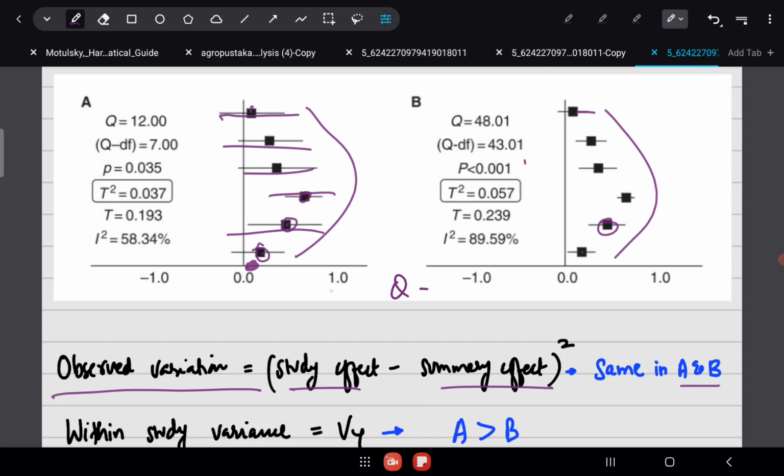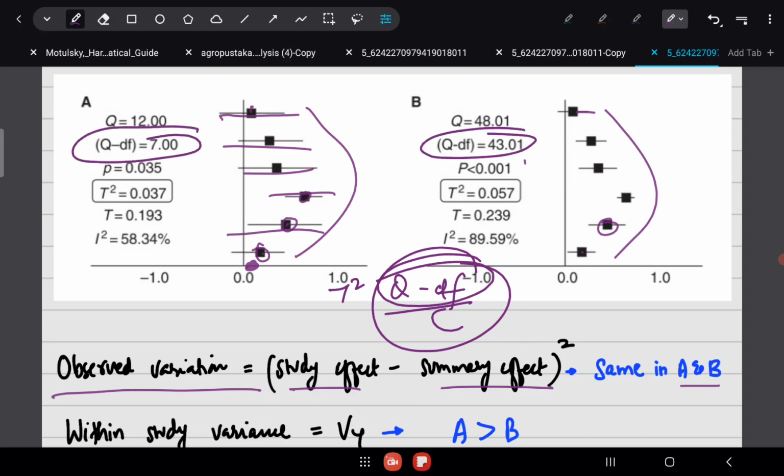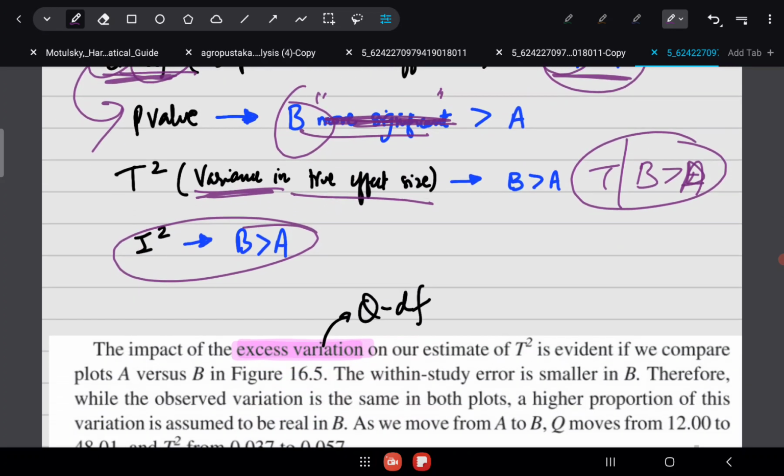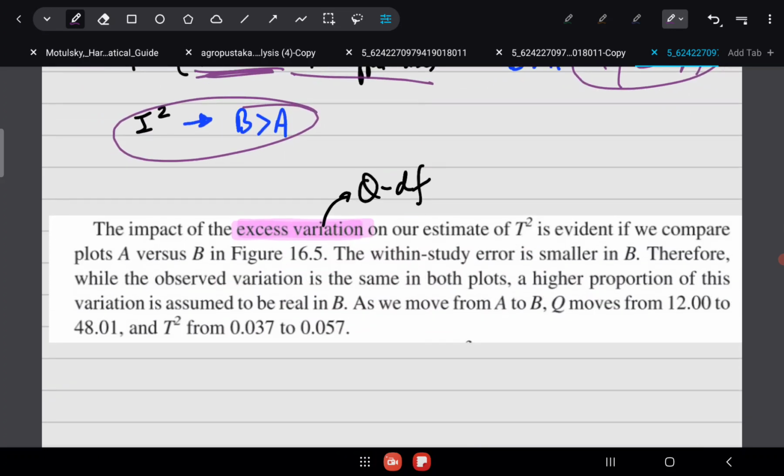This is the formula for the T square statistic, (Q minus DF) by C. So obviously it will depend on excess dispersion, and you can see the excess dispersion is more for B than A. Because of this, T square is more for B than for A. So this is what I wanted to show you: when excess dispersion is more, then the T square statistic will be more. So it depends on this excess dispersion or excess variation.